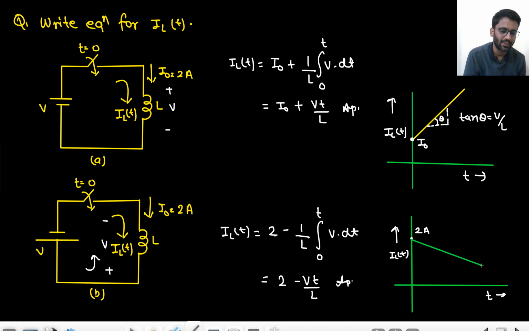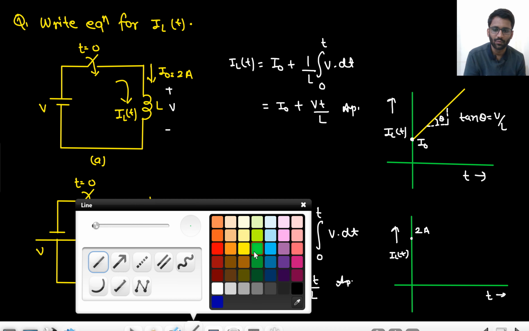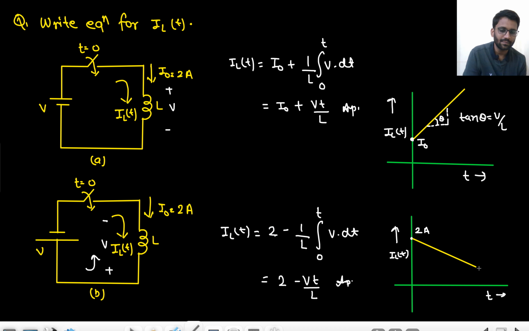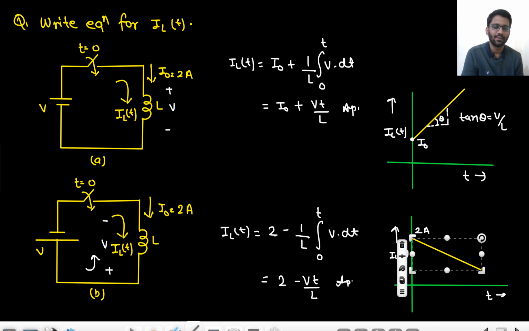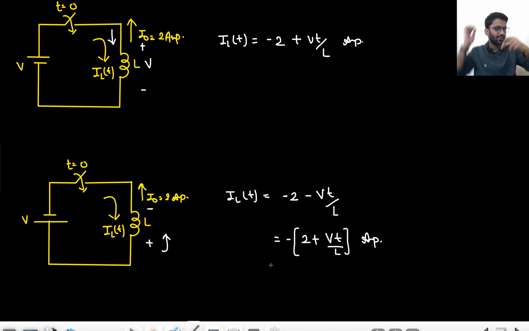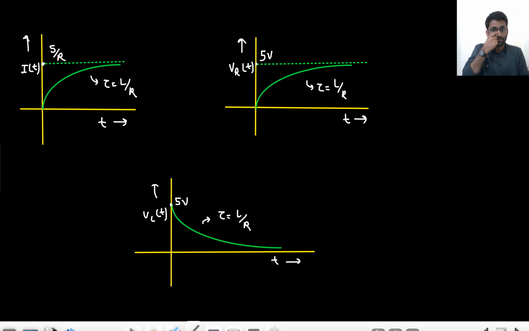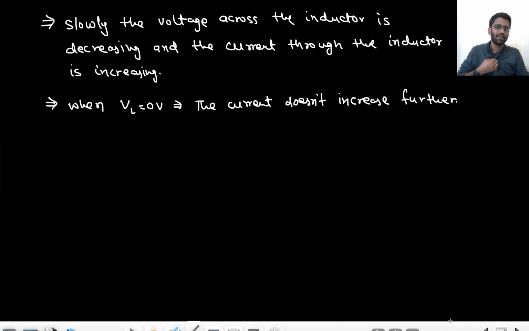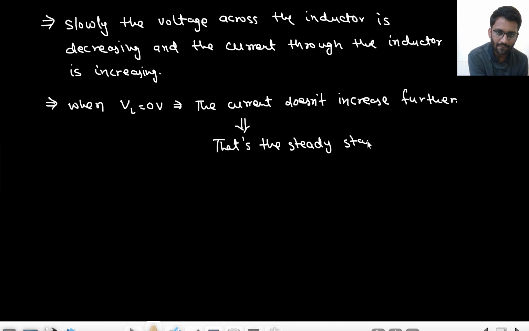But in case of the RL circuit, it was increasing slowly because the voltage across the inductor was changing, right? It will go on like this, right? Okay, well and good. So I hope you have understood the concept here. When VL is 0 volt, that means the current doesn't increase further, and that's the steady state. Well and good. Let's move on to the next circuit.